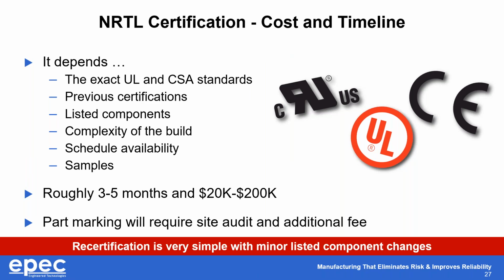Additionally, if you're looking to qualify the heater to a UL or CSA spec above and beyond what we already have certifications for, then we would be starting from scratch. That timeline can be roughly 3 to 5 months and cost $20,000 to even $200,000. It really depends on the number of parts you're trying to test, the types of testing we have to do, the cost to actually make samples that we're going to destroy and analyze during testing, and then the eventual site audit that's necessary to properly part mark these heaters.